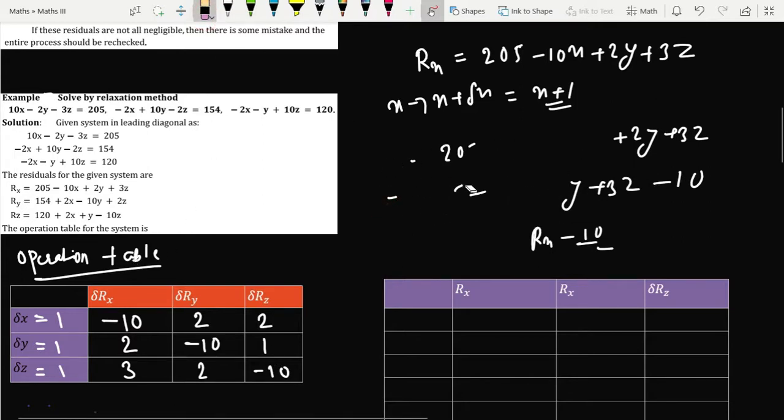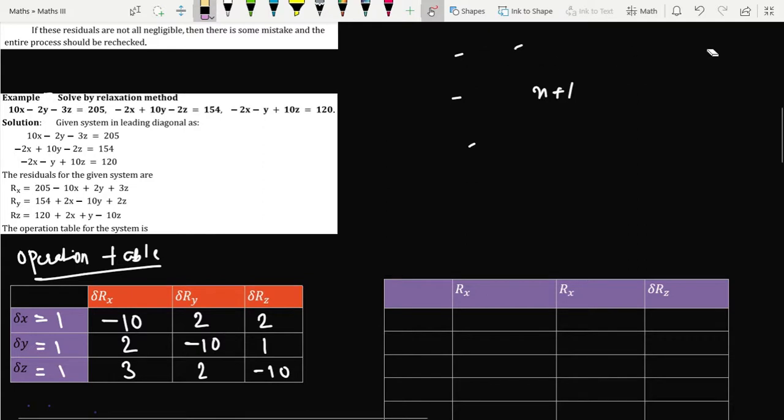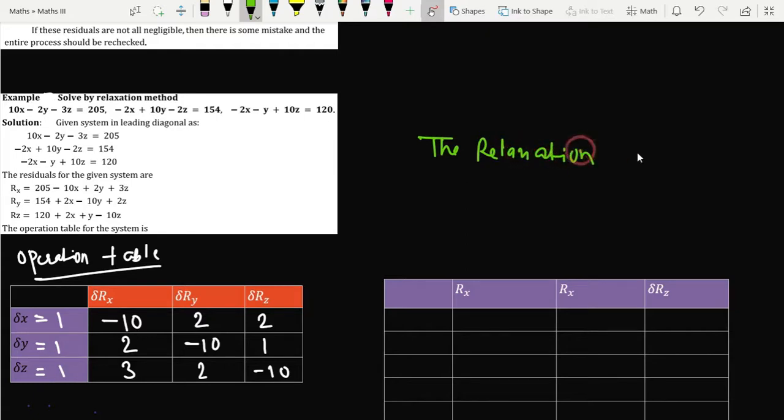Now the second, important table is called the relaxation table, which is used to calculate the values of all the variables, meaning the solution of the given problem. So this table is known as the relaxation table. After that, write down first the equations, then the residuals, then the operation table, and last the relaxation table.